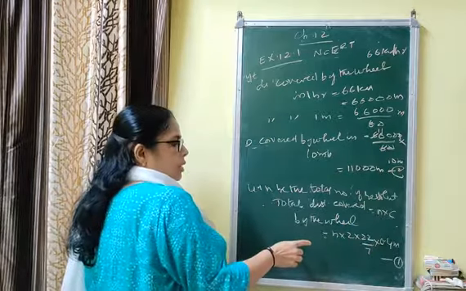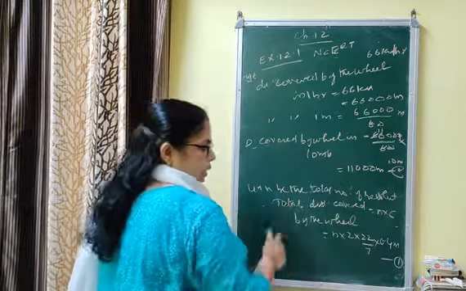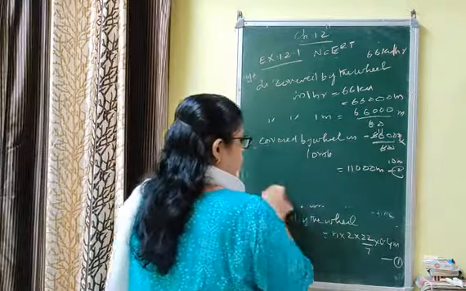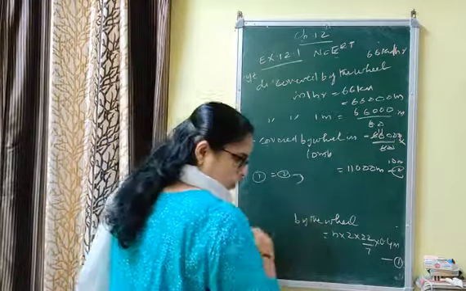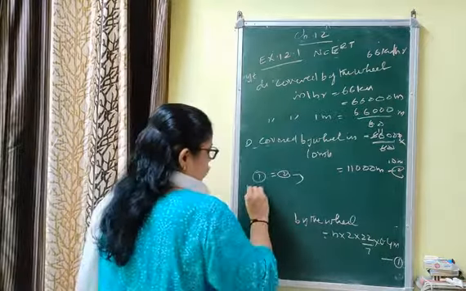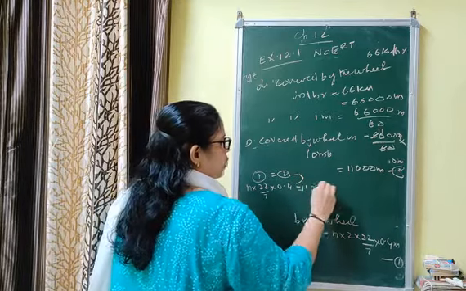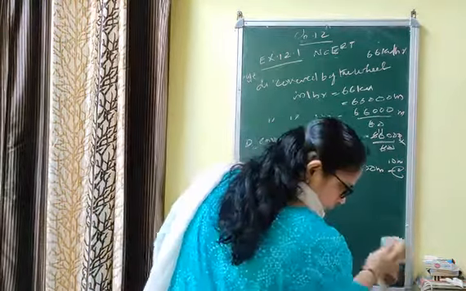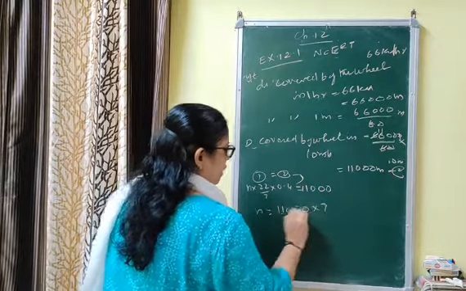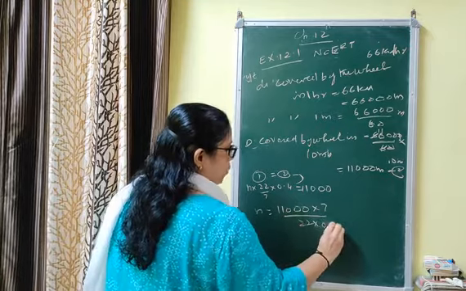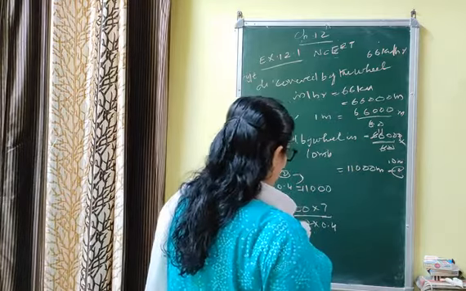This is the distance covered by the wheel in terms of number of revolutions. This is the distance covered by the wheel in terms of meters. Both are the same, so 1 equals 2 gives n into 22 by 7 into 0.4 is equal to 11,000. Now if you change it, you will get n is equal to 11,000 into 7 upon 22 into 0.4. You have to solve this by yourself.